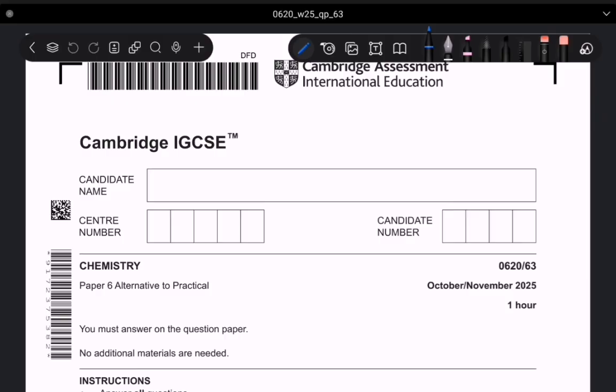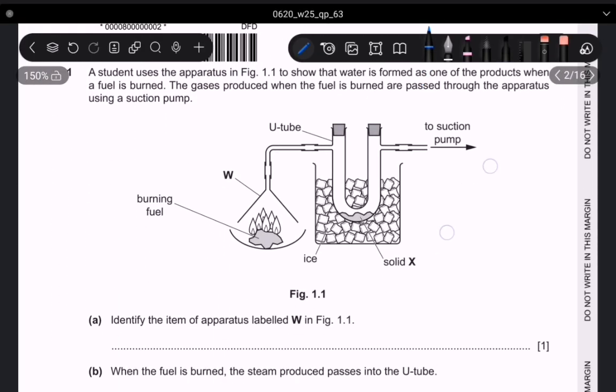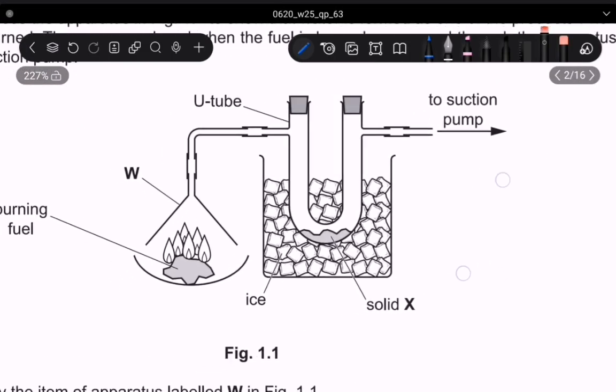So today we're going to be solving paper 6, October/November 2025, paper 63. So let's start. A student uses the apparatus shown in figure 1.1 to show that water is formed as one of the products when a fuel is burned. The gases produced when the fuel is burned are passed through the apparatus using a suction pump. Now this is the apparatus.